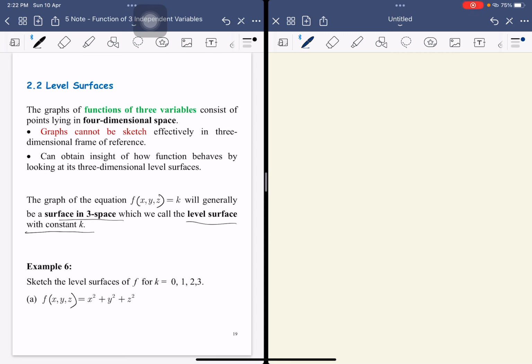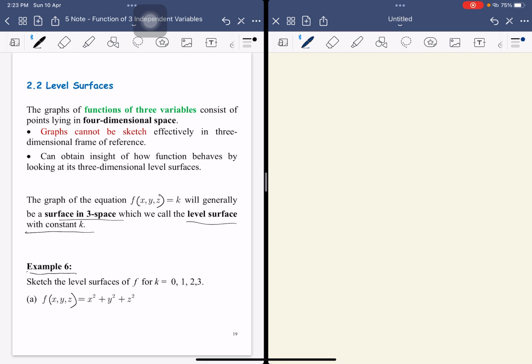If we have a level curve, for example a collection of level curves, we call it a contour map. But when we move to level surface, normally we will have a collection of level surfaces, but since sketching in 3D is not as easy as we think, normally we will limit the level surface to certain values only. So that's the clue in example 6 over here.